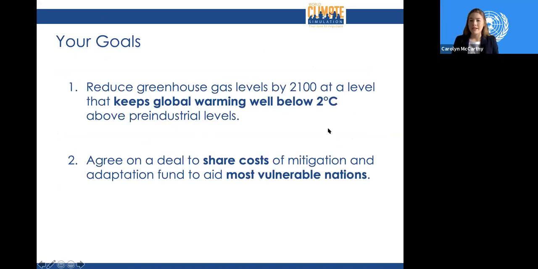But what can we do today? Here are your goals for today. Your goals are twofold. First, you must reduce greenhouse gas levels by 2100 at a level that keeps global warming below 2 degrees Celsius above pre-industrial levels. You must also agree on a deal to share costs of mitigation and adaptation to aid the most vulnerable nations.